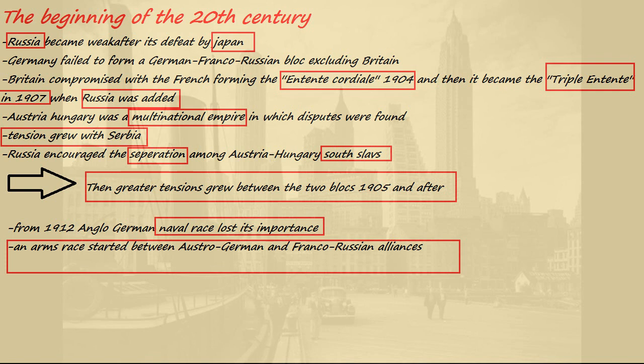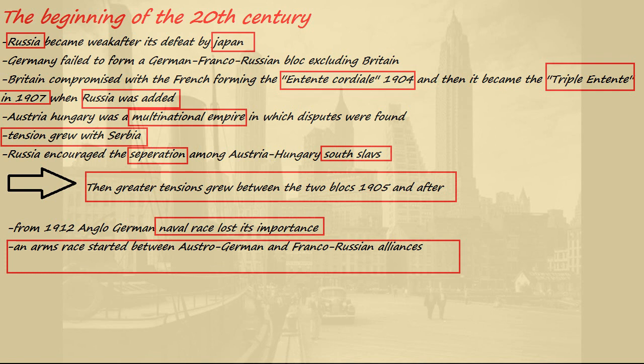Then we should know that Austria-Hungary was a multinational empire. I mean, they had many cultures inside, and when you have that kind of diversity, if you do not control it well, you will have disputes. So we can say that disputes were found, and tensions grew with Serbia as well. And the thing is, Russia encouraged separatism among Austria-Hungary's South Slavs. Here's the thing: the Southern Slavs in general wanted to break off from the Austro-Hungarian Empire. So Russia helped the Serbs, and the Serbs helped those Slavs in order to break off from that empire. That is what we call the Black Hand.